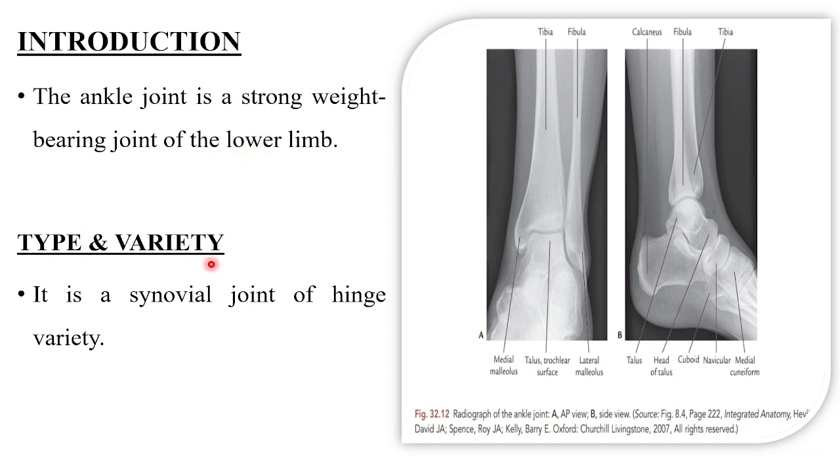Coming to the type and variety, the ankle joint, otherwise known as the talocrural joint, is a synovial joint of the hinge variety. That means uniaxial movement is possible. Mainly dorsiflexion, plantar flexion, inversion and eversion movements are possible in this ankle joint.